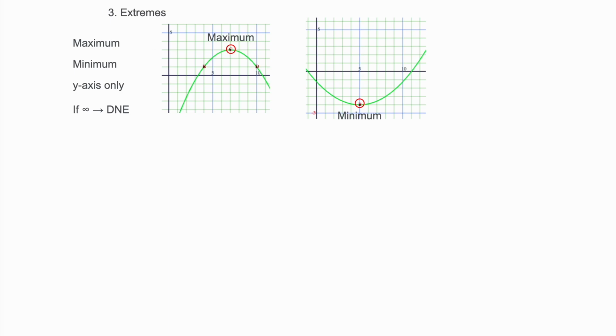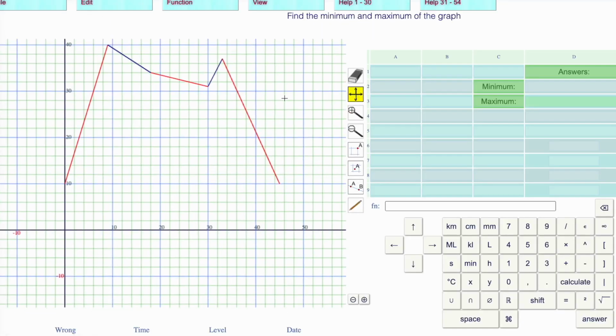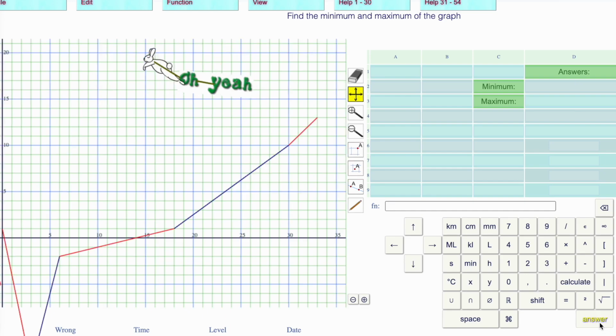Let's look at some examples. We're looking for the minimum. The minimum is 10. It doesn't ever go lower than 10. The maximum is 40. It doesn't go higher than 40. Then we press answer to see if we're right.